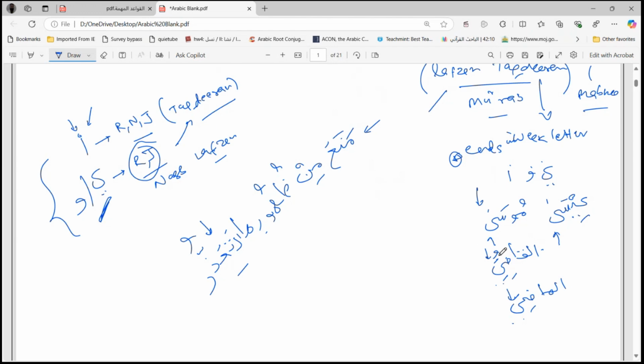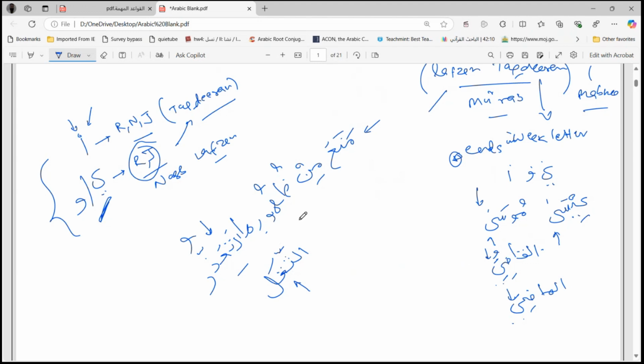It is possible, you can read it, but here they call it as-siqal, heaviness. So the reason why this dhamma and the kasra are not visible on the ya or the waw is as-siqal, heaviness. It becomes heavy if you add it. So the reason will change.